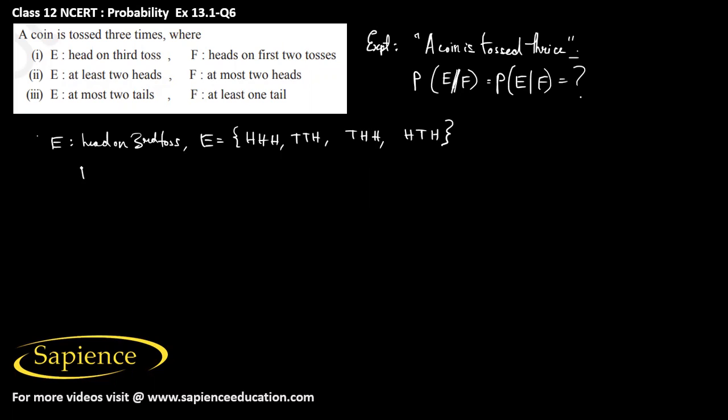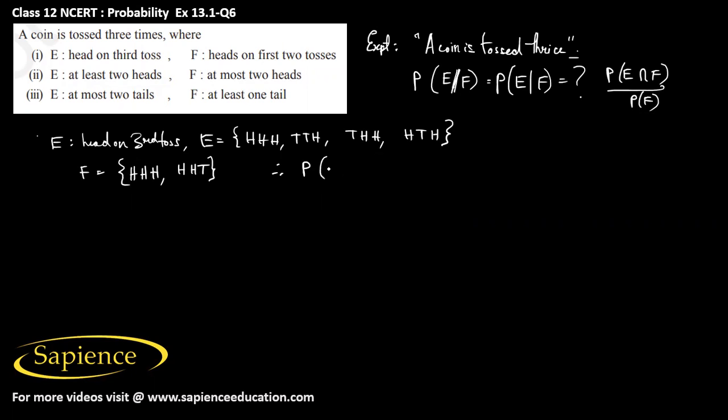And then the event F is defined as heads on the first 2 tosses. So it will consist of the outcomes head, head, head I can take, and head, head, tail also I can take. So these are the 2 outcomes in the event F. So therefore first we have to find P of E by F. So that will be obviously P of E intersection F divided by P of F.